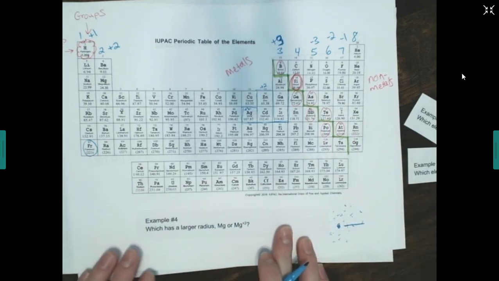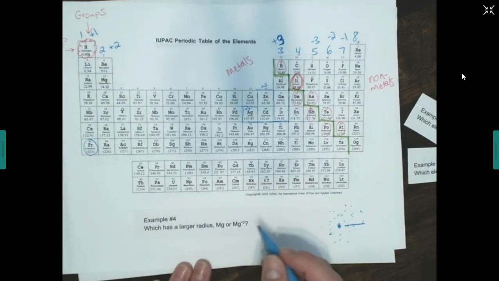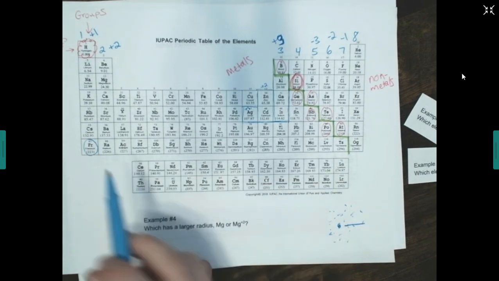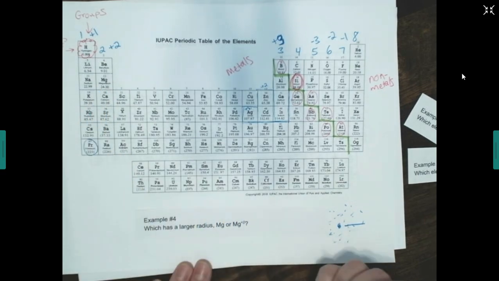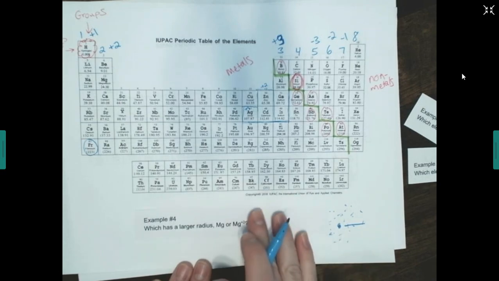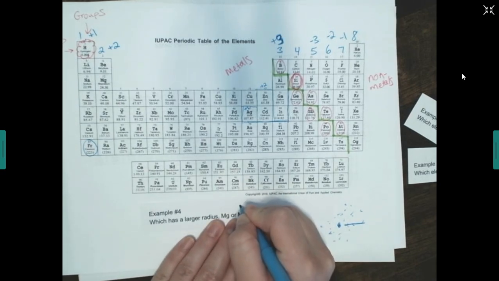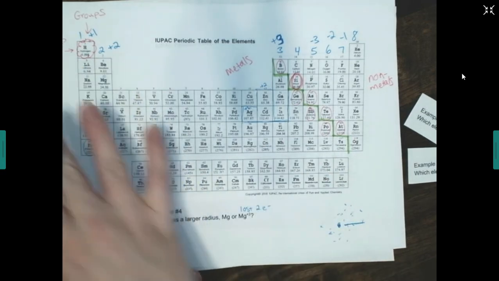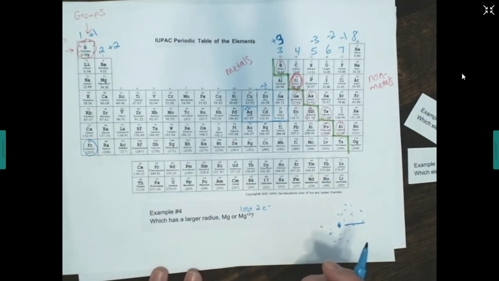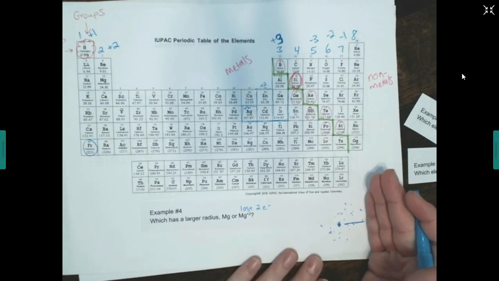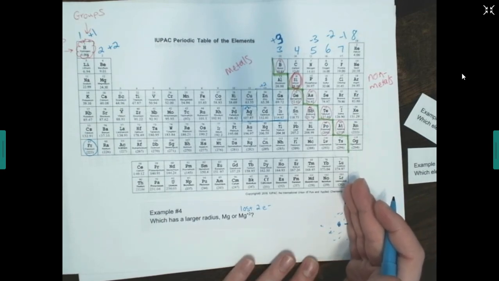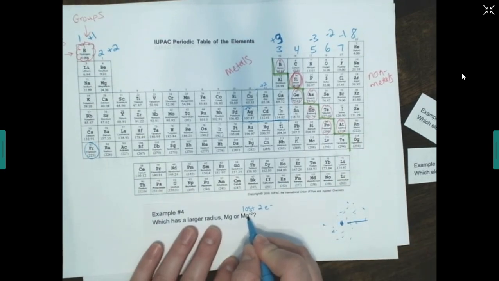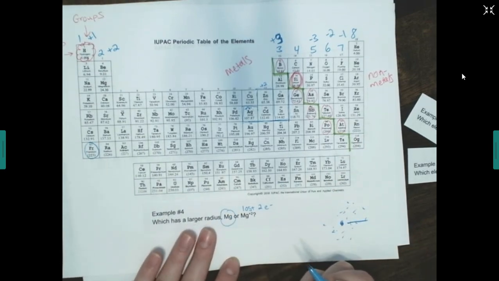And example number 4, this doesn't necessarily have to do with trends because it's saying which has a larger atomic radius, magnesium or magnesium that's lost 2 electrons with a +2 charge here. If you remember, a +2 charge means it's lost 2 electrons. So it's not so much about where it is in the periodic table because we're just comparing magnesium to its own ion. If it has lost some of these electrons, it's going to get a radius that is smaller. So this is going to be smaller than this, and this would have your larger atomic radius.